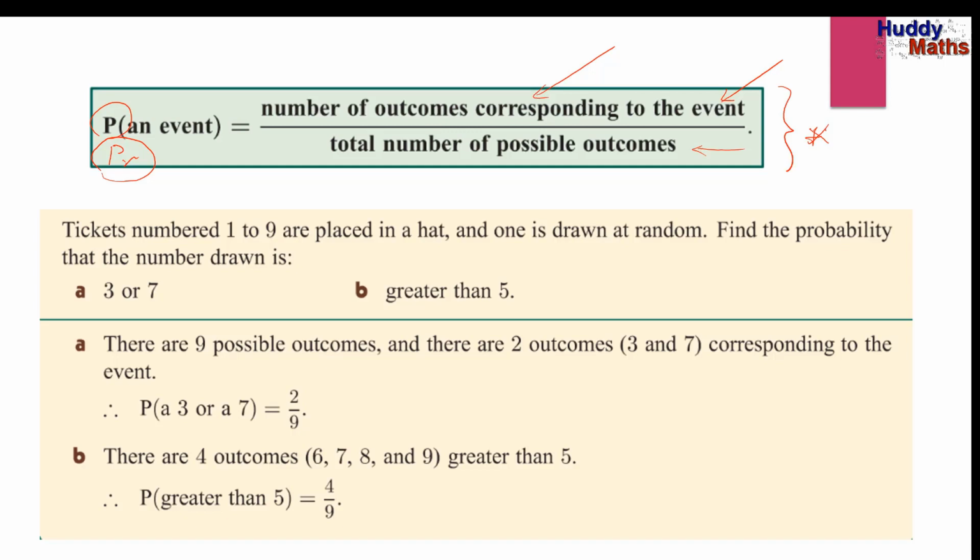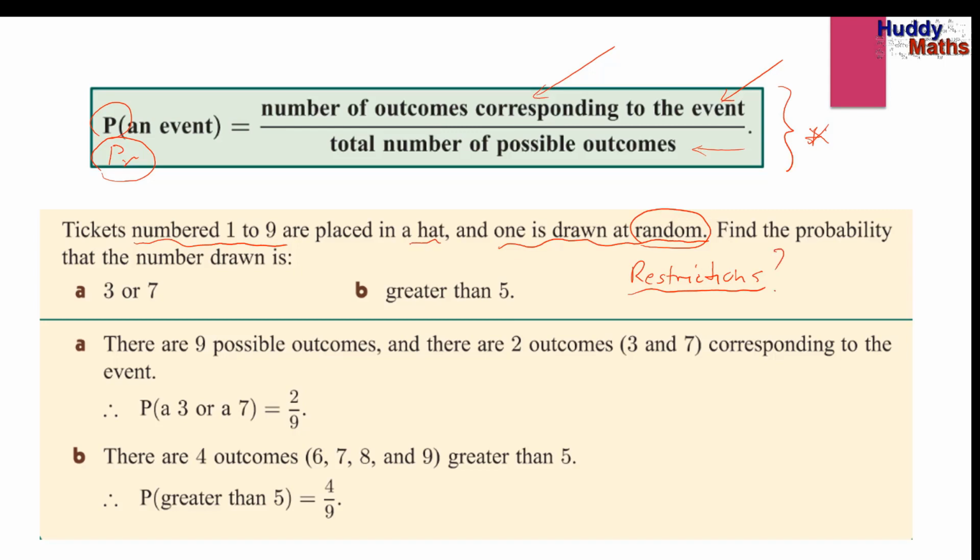Okay, let's have a look at this little question down here. Tickets numbered 1 to 9 are placed in a hat, and 1 is drawn at random. Random. We can't have any bias. Each member of that sample space has to have an equal chance of being drawn. Find the probability that the number drawn is... Okay, so before we look at that, what are some of the restrictions on this experiment? So talk to your friends and teacher about that. What are some of the restrictions?